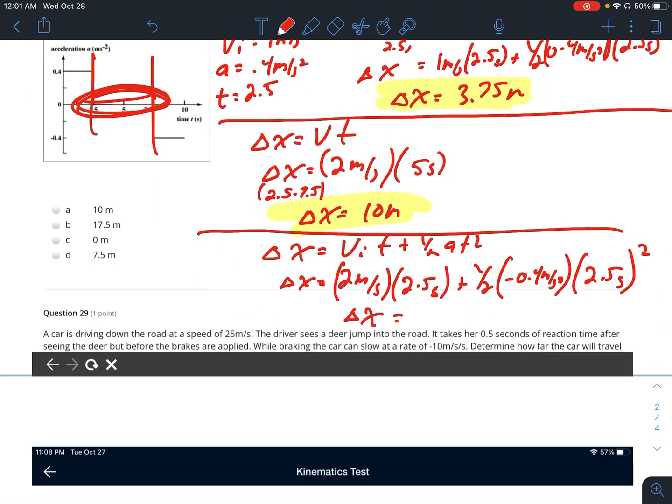Finally, plugging that into a calculator, we get a negative 7.5 meters. Or, I'm sorry. Just want to double check that. I can't read my handwriting.